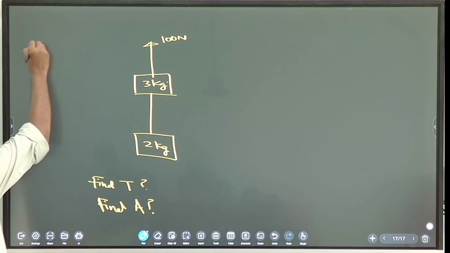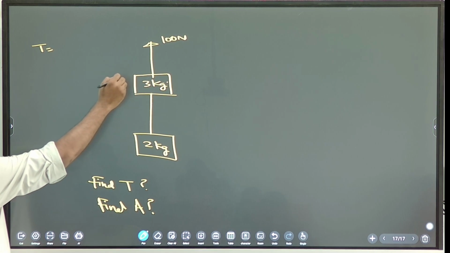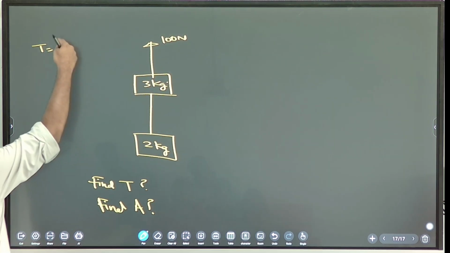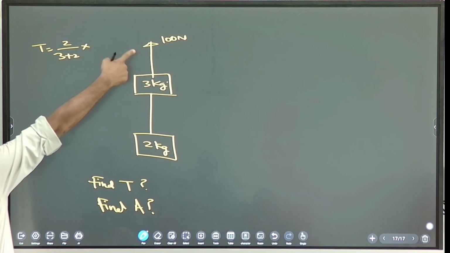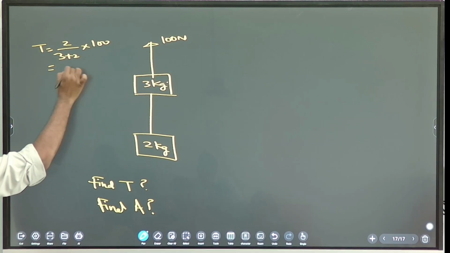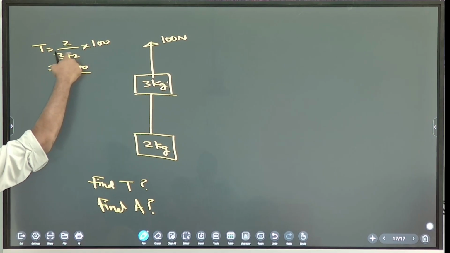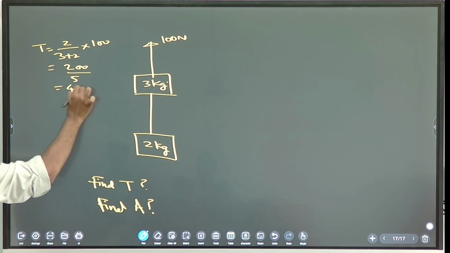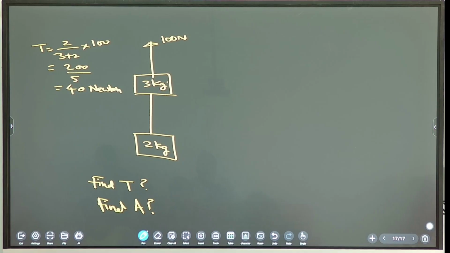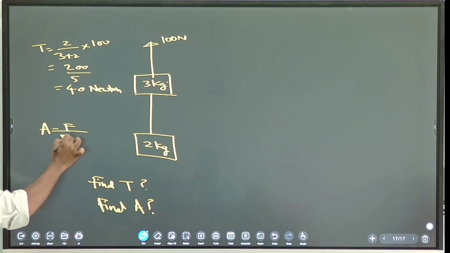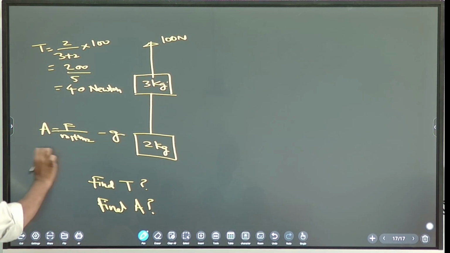What is the formula for tension? This is M1, this is M2. M2F by M1 plus M2, correct, good. So how much tension? 200 by 5. So what is the answer for tension? 40 Newton. Tension is 40 Newton. And for acceleration, what is the formula? F by M1 plus M2 minus g.